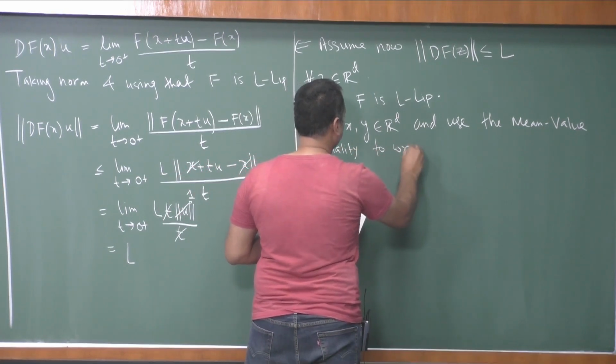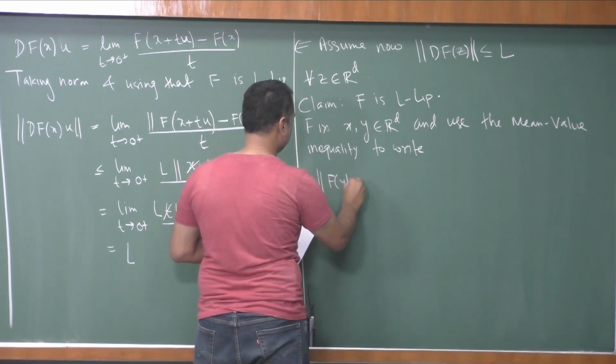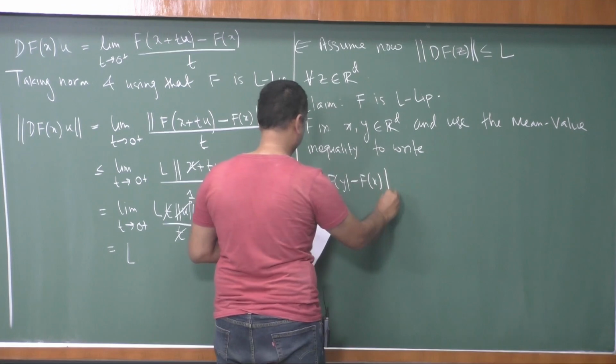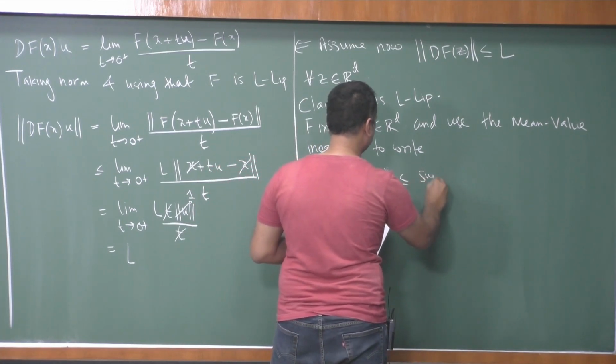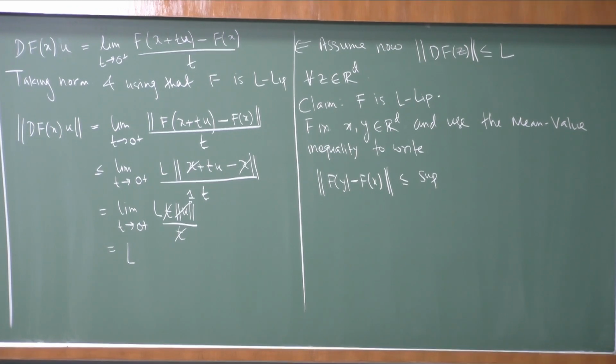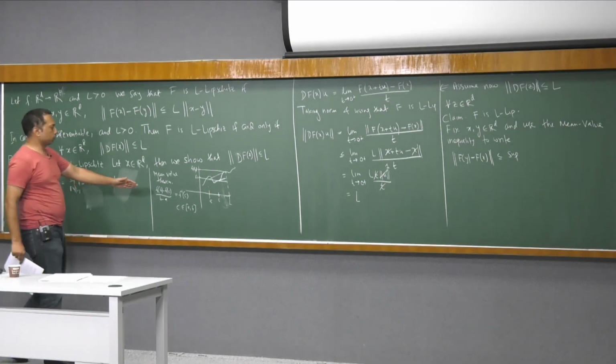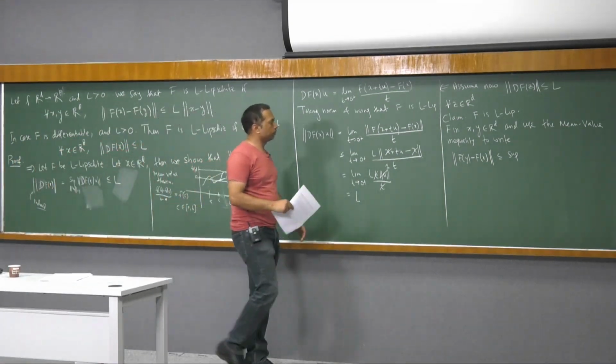To write: norm of f(y) minus f(x) is less than or equal to the supremum. So it's a very generic thing. Here we said equal, but then there are some strict conditions, that it's continuous and so on. But in the generic case, I can say at least it must be less than or equal to the supremum of all possible derivatives I can get.